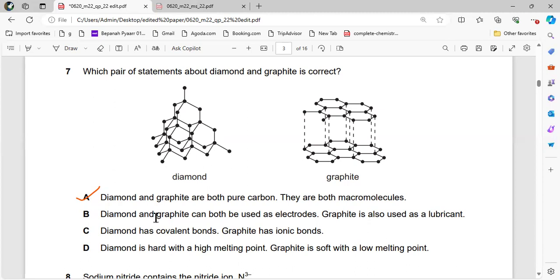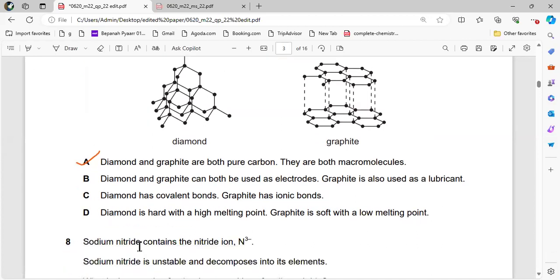In the other options, diamond and graphite are both used as electrodes. The first half is wrong because only graphite is used as an electrode and not diamond. So that is wrong. Diamond has covalent bonds, graphite has ionic bonds. The first half of the statement is correct that diamond has covalent bonds, but the second half that graphite has ionic bonds is wrong. Graphite also has covalent bonds only.